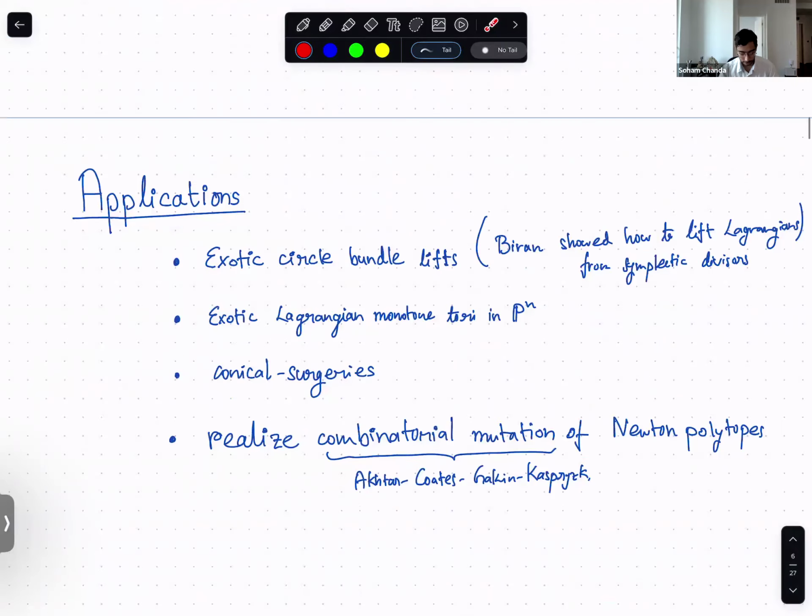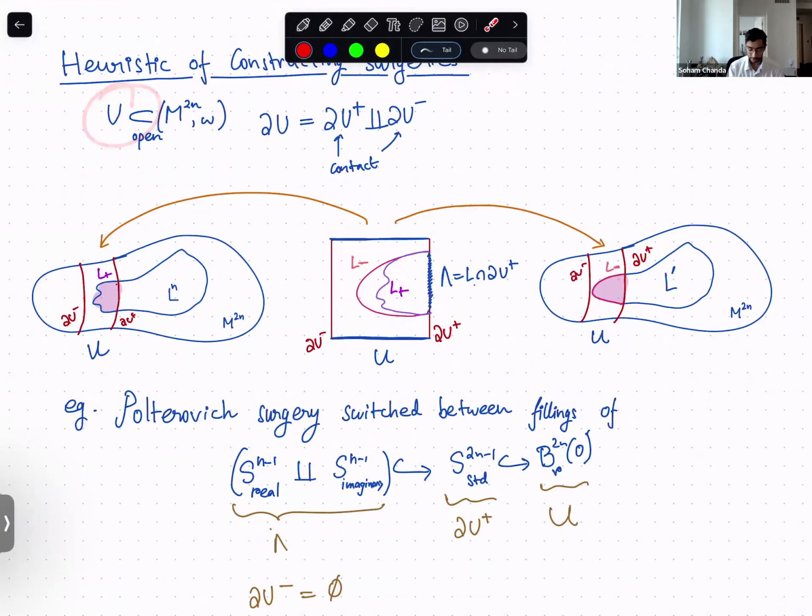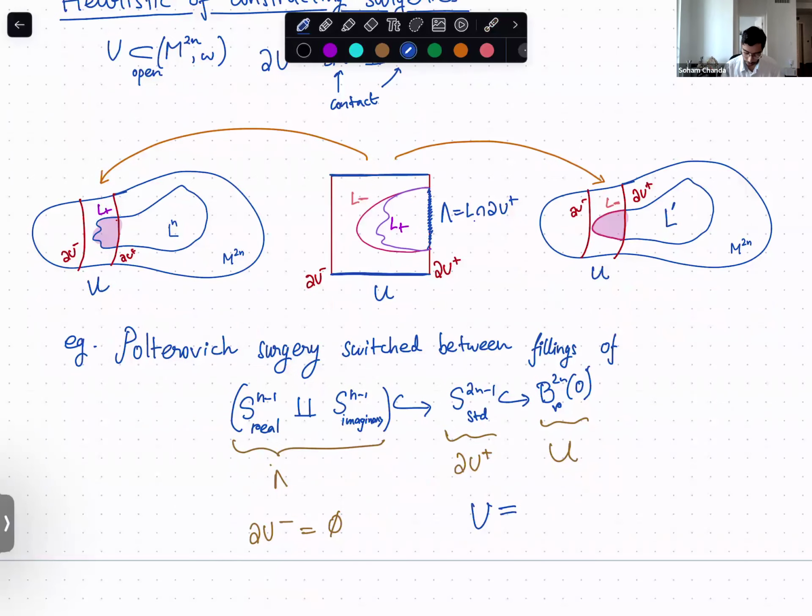And this is how I will tell how to do a surgery. To give you a surgery, all I need to tell you is what U I will take, what these fillings are, and what this Legendrian is. So I will construct a Legendrian and two fillings of the Legendrian, and then it will be very clear how to do the surgery, just by replacing one with the other. And something to note is that for me, U will be equal to Z times some (a, b), where Z is a pre-quantum bundle.